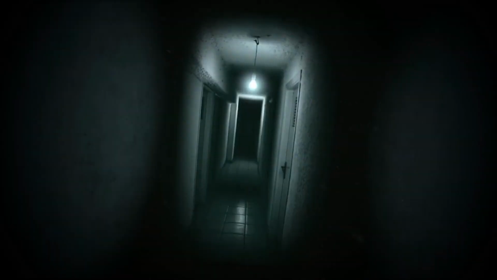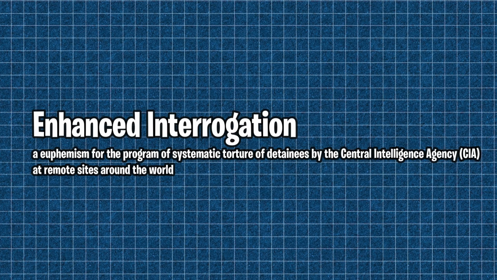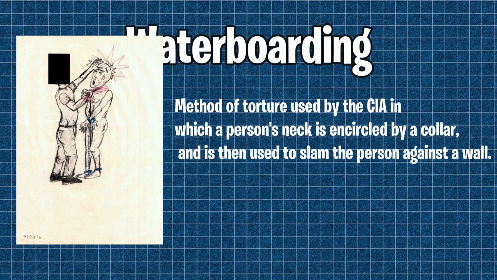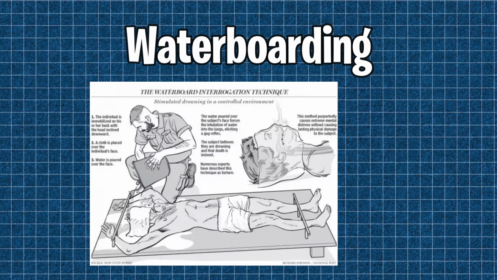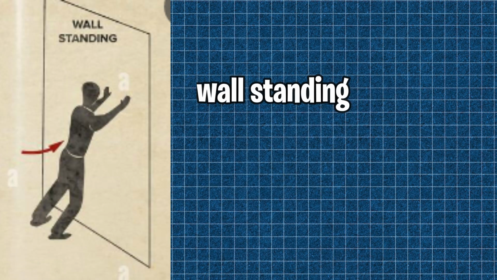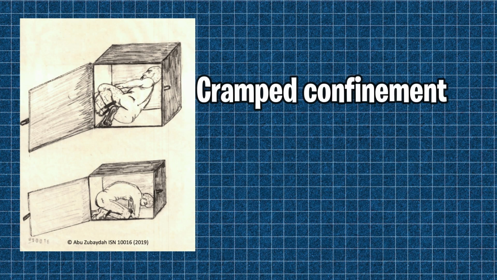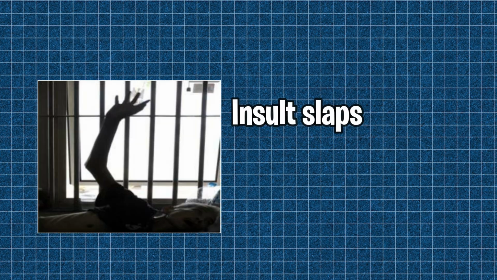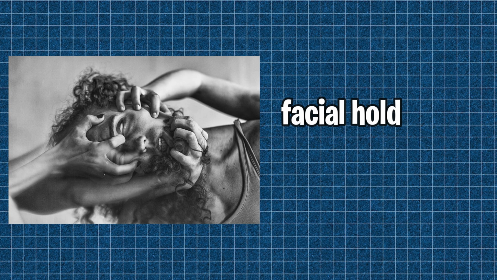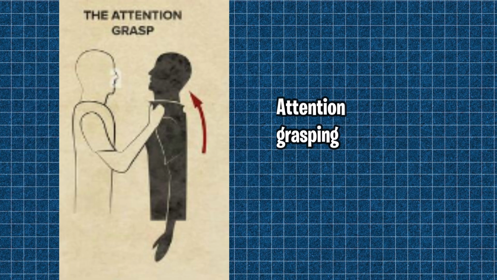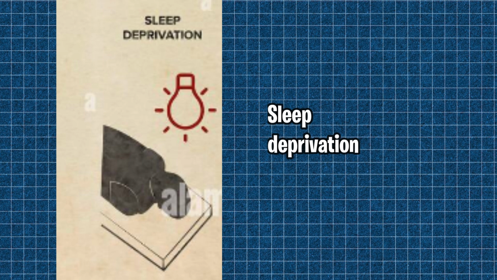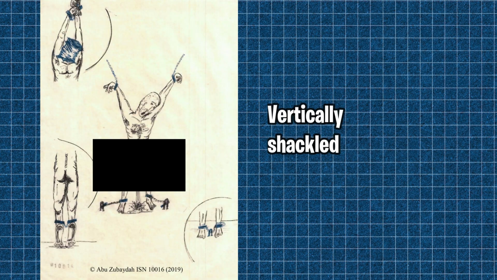Now, once you arrive at these black sites, you would also be subjected to very controversial techniques called enhanced interrogation techniques. What that involves is many methods. For example, walling, which is basically bashing someone's head into a fake wall, waterboarding, stress positions, wall standing, cramped confinement in a box, insult slaps, facial hold, basically grabbing the person's face, attention grasp, forced nudity, sleep deprivation, and more.